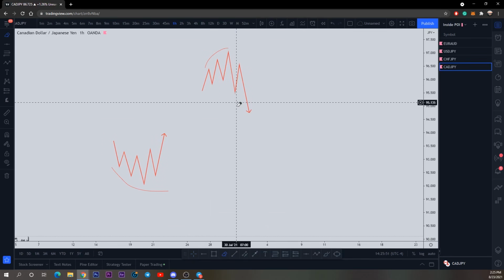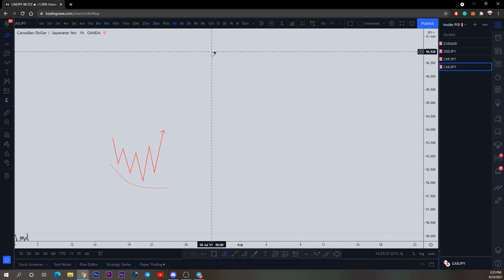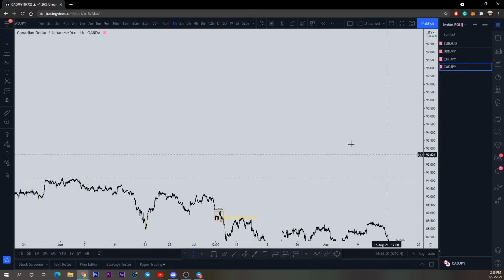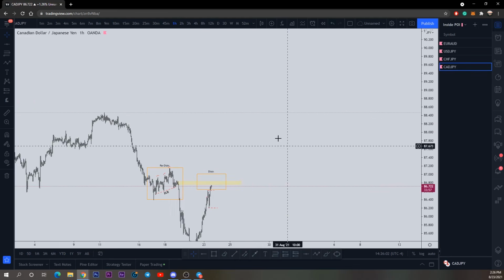So what I want you to get from this is to only look for these supply and demand areas to get into the market when you're trading all of this. We're going to go over some charts now, because that's the main point that I want to do right now.